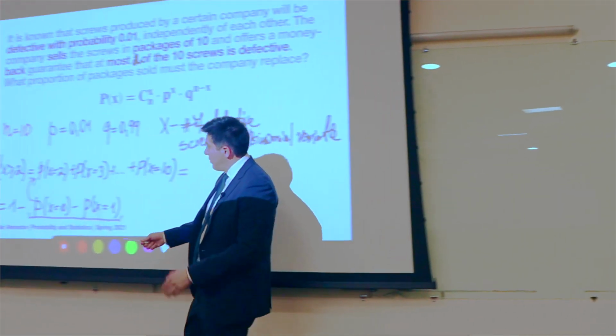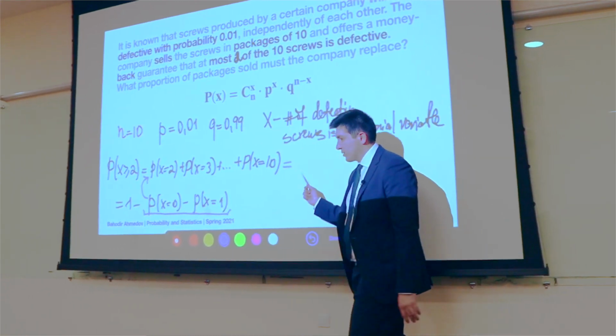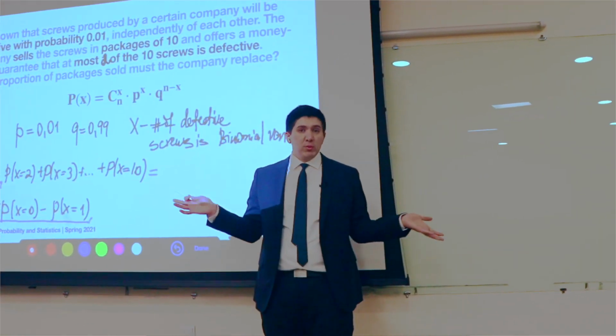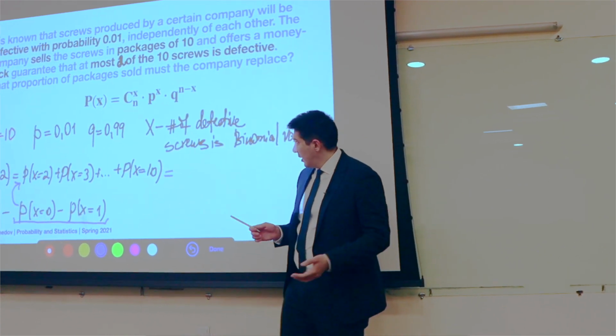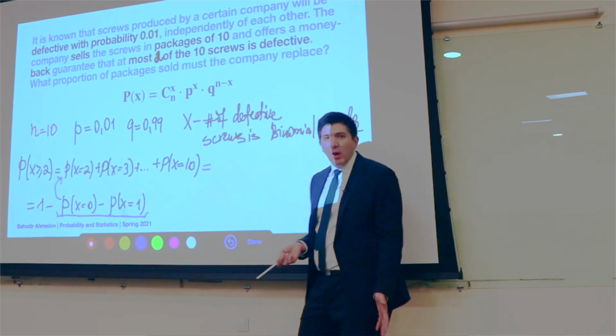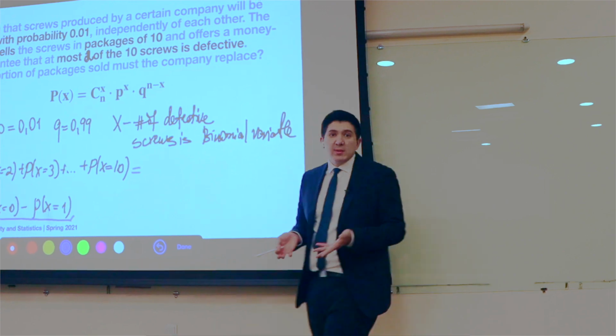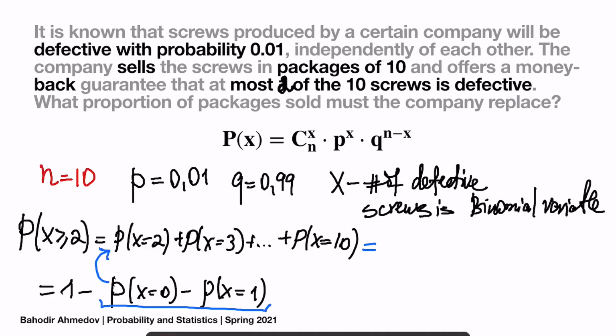So you're going to get p of 0, 1, 2, 3, 4, 5, and so on, up to 10, and it should be equal to 1, for sure. Okay? And if I just need this part of the probability, I don't need to find all of them. So I can find the probability of x equal to 0 and 1, and subtract this from 1.